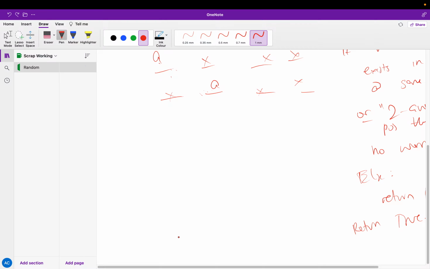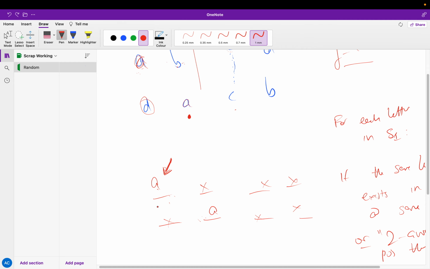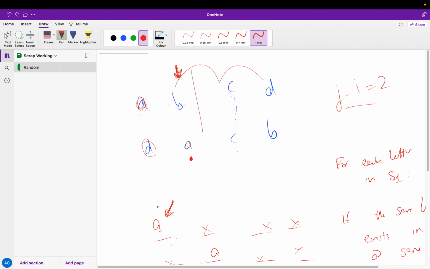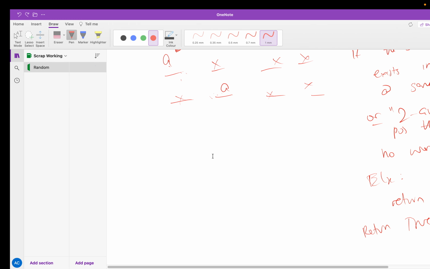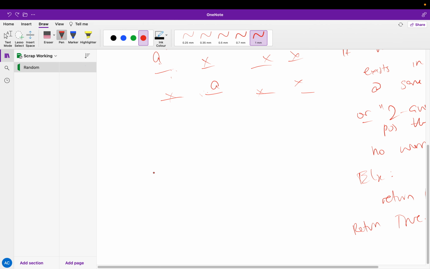I don't know if I've missed anything. Maybe I've made this claim: in order for it to be swappable, it's true if and only if for every letter, either at the same position it's the same letter, or 2 across it's the same letter. That could be something that's interesting to prove, but intuitively it makes sense.